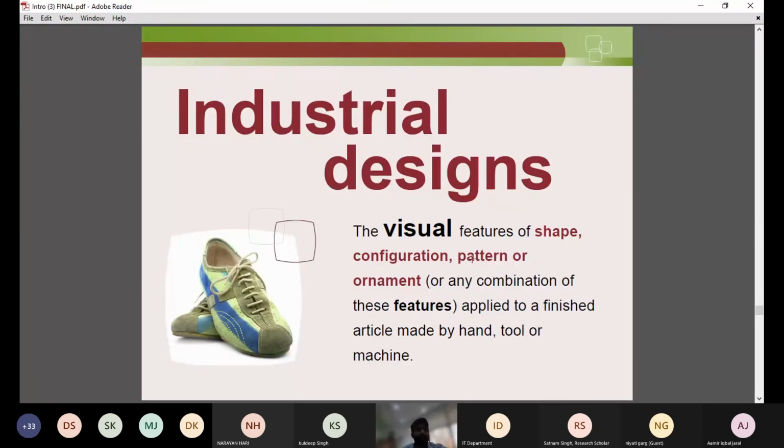Now moving on, the next we have is industrial design. Industrial design basically provides protection to the outer appearance or aesthetic value of any product. So how it appears from outside, right? How it can be seen by our eyes. So the outer appearance, shape, configuration, surface pattern.